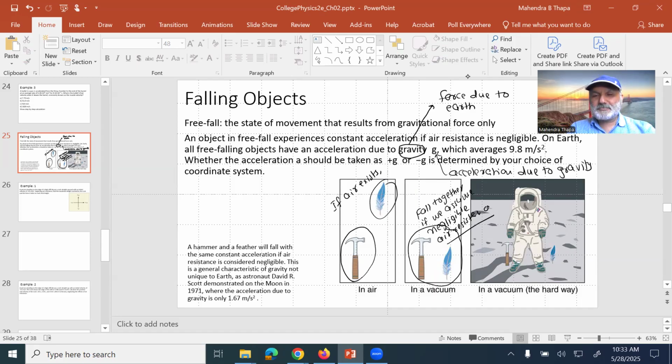In this course, we are assuming there is no air resistance. That's the reason every object will fall freely with the same acceleration, which is acceleration due to gravity. So you can take the value of g as 9.8 meters per second squared, or roughly 10 meters per second squared. The value of g is plus or minus depending on our coordinate system. Okay. So let's solve a problem based on this concept.